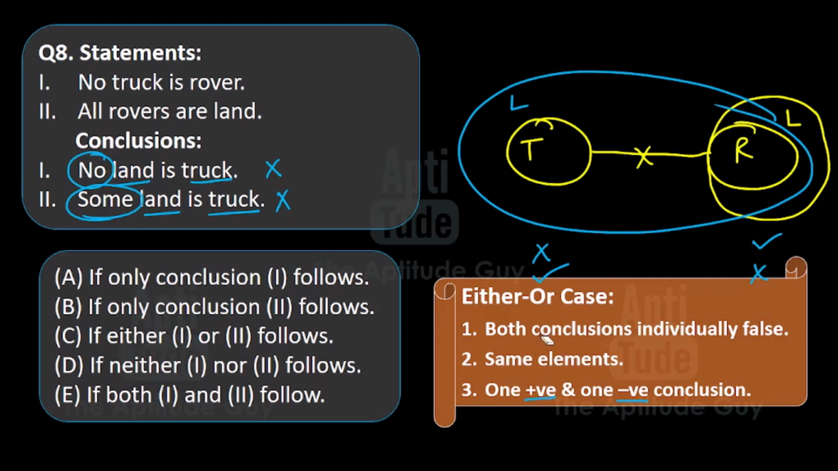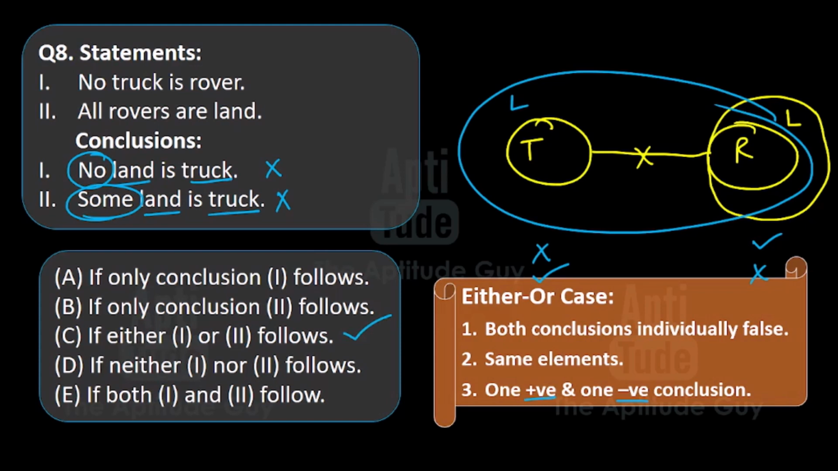So all the three are absolutely satisfied. That means this is not neither nor, this is either or. The answer is option C. Congratulations, now you know how to figure out the either or case.